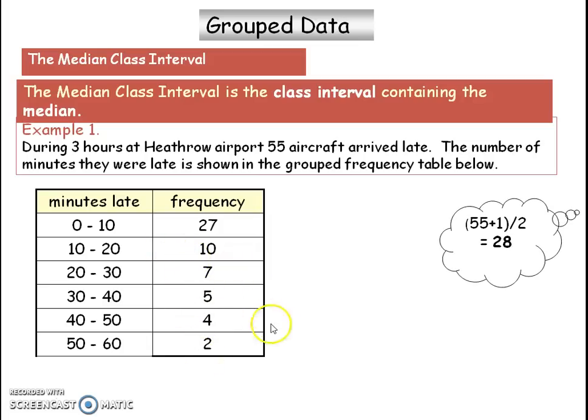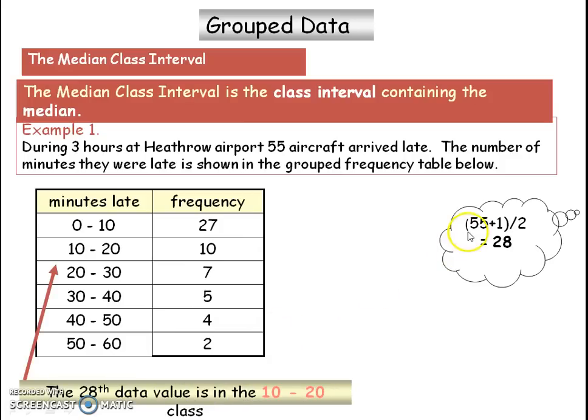Then use n plus 1 by 2. Since 55 is odd, we use n plus 1 by 2. If it is even, it will be n by 2. If it is odd, it will be n plus 1 by 2. So 55 plus 1 by 2 is 28.